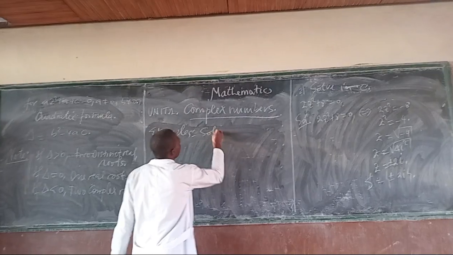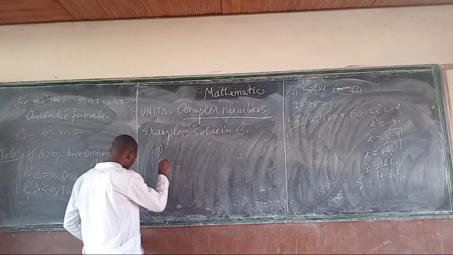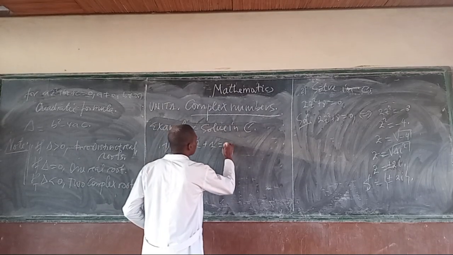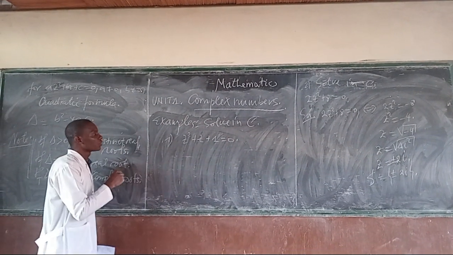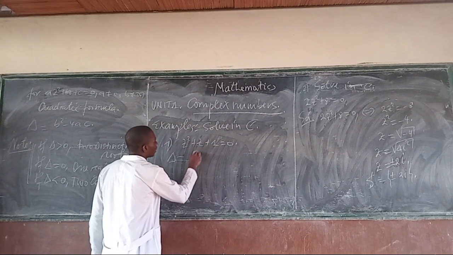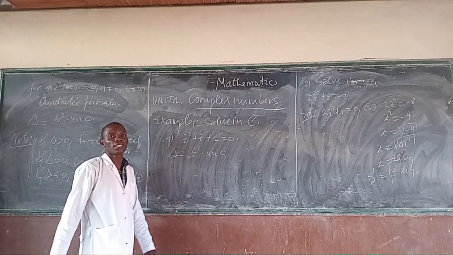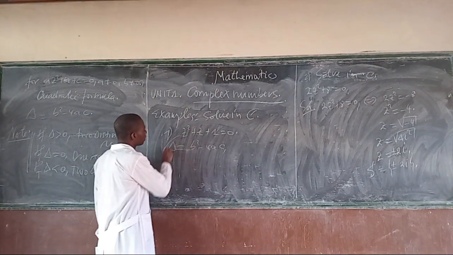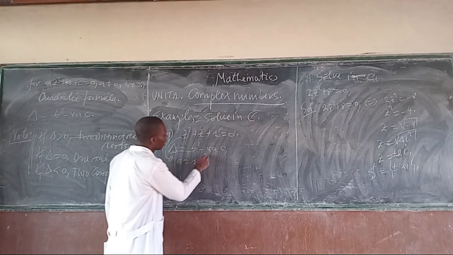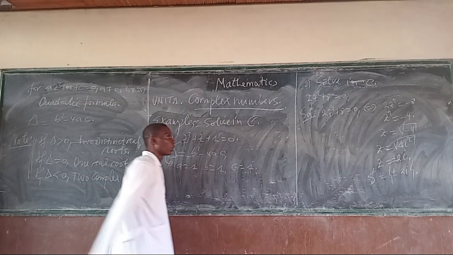Example: solve in the set of complex numbers z squared plus z plus 1 equal to 0. Now, to solve this one, first you have to find the determinant. The determinant is b squared minus 4ac. Now you have to identify which is a, which is b, which is c. From this equation, a is equal to 1, the coefficient of z squared, b is equal to 1, the coefficient of z, and c is equal to 1 also.